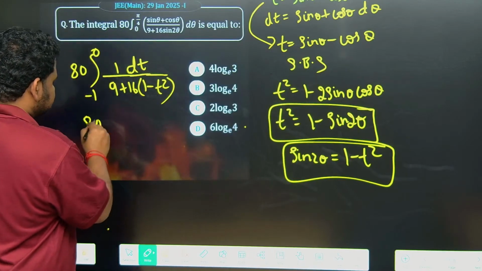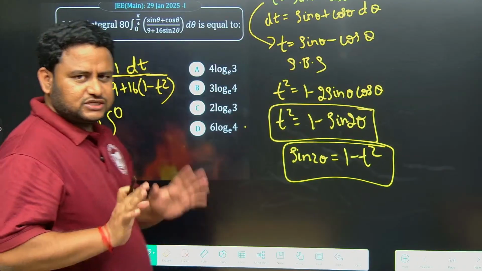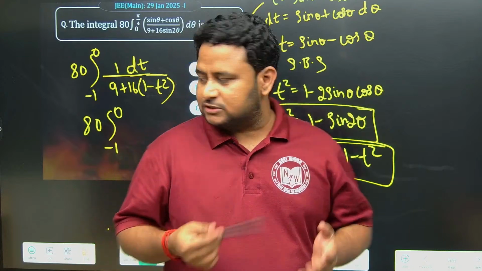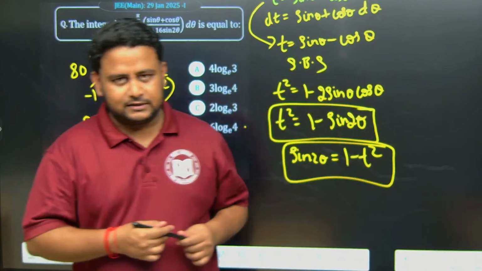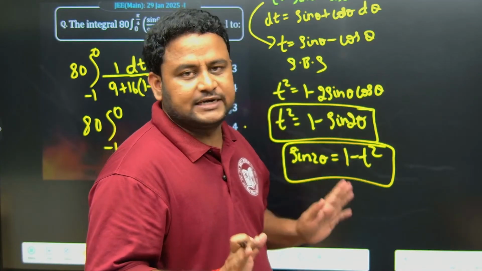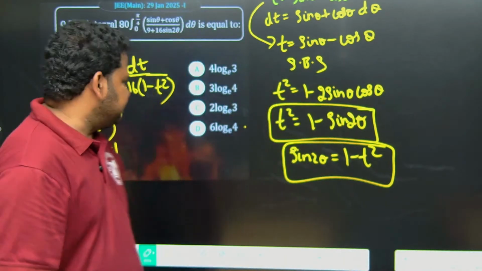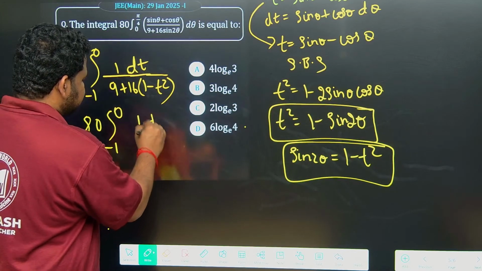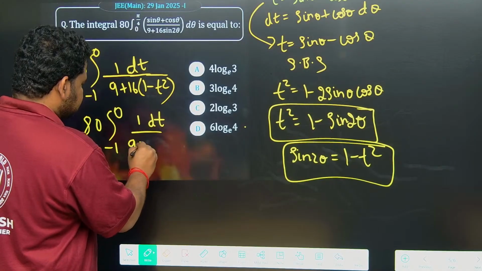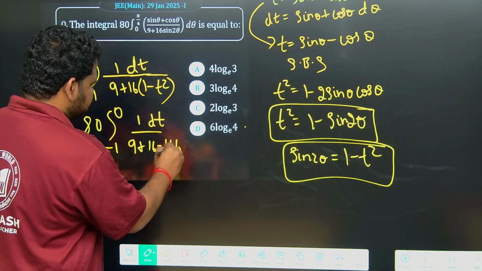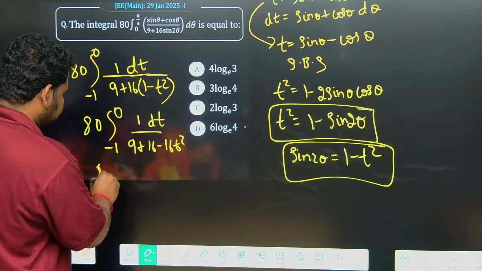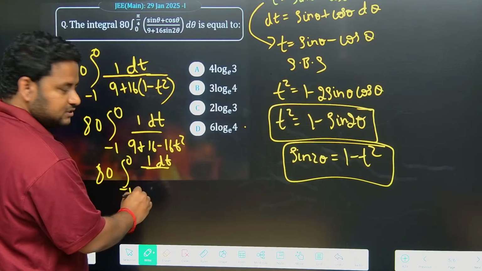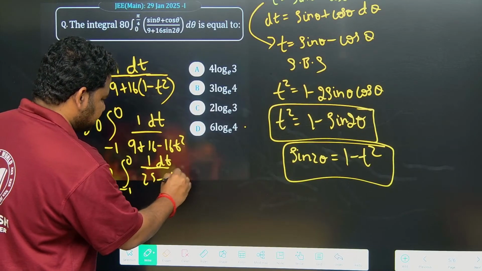Alright, now 80 times the integral from minus 1 to 0. See, questions are simple, conceptually they are simple. They are a little calculation-heavy, I agree, but concepts are simple, you can solve such types of questions. No need to worry at all. Just follow the classes, you will be sorted, nothing much to worry. Clear? Now, if I simplify this, what will I get? 1 times dt by 9 plus 16 minus 16t^2. Got it. Now 80 integral from minus 1 to 0, 1 times dt by, 9 plus 16 is 25 minus 16t^2.